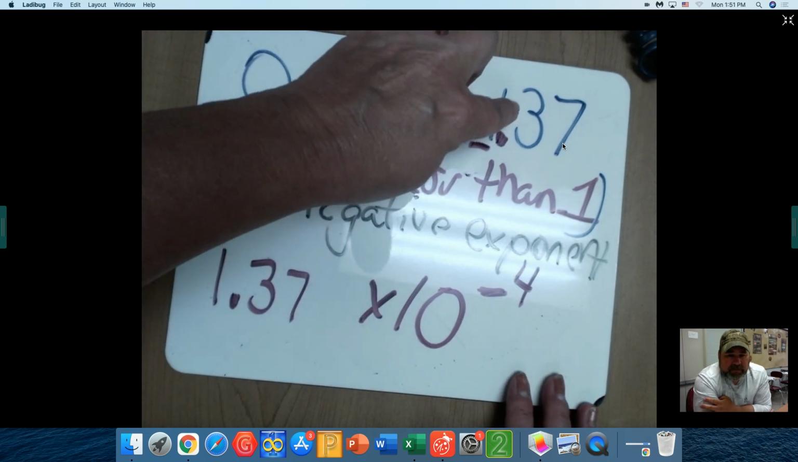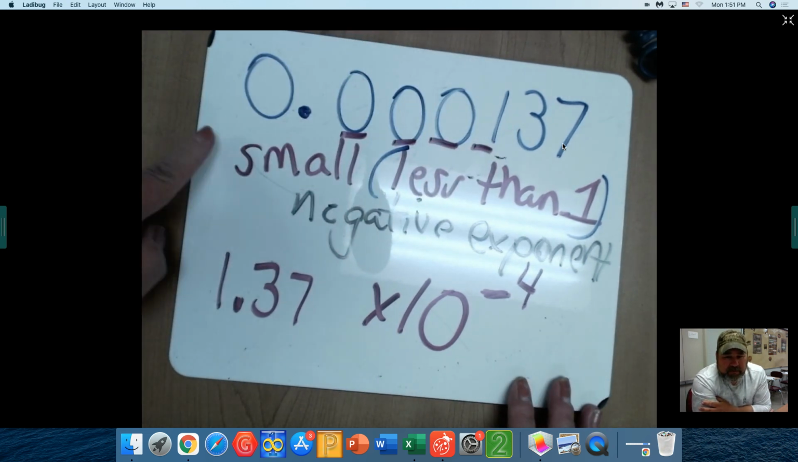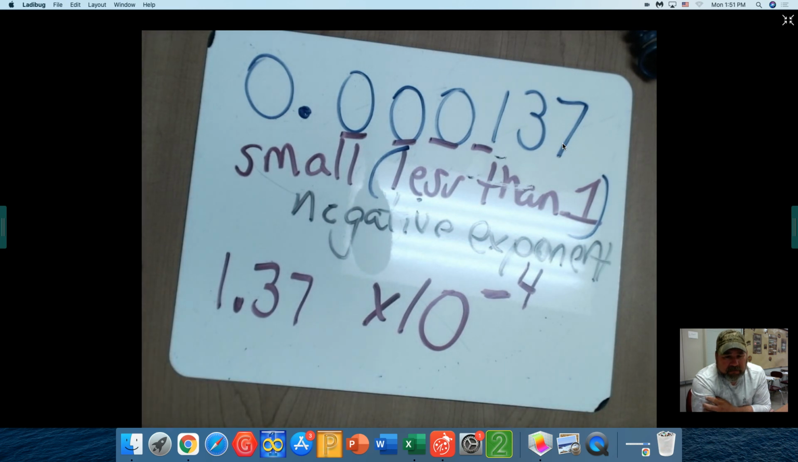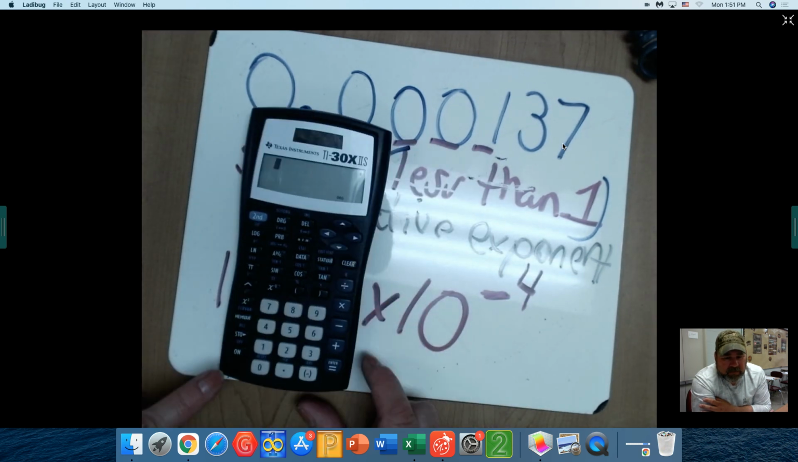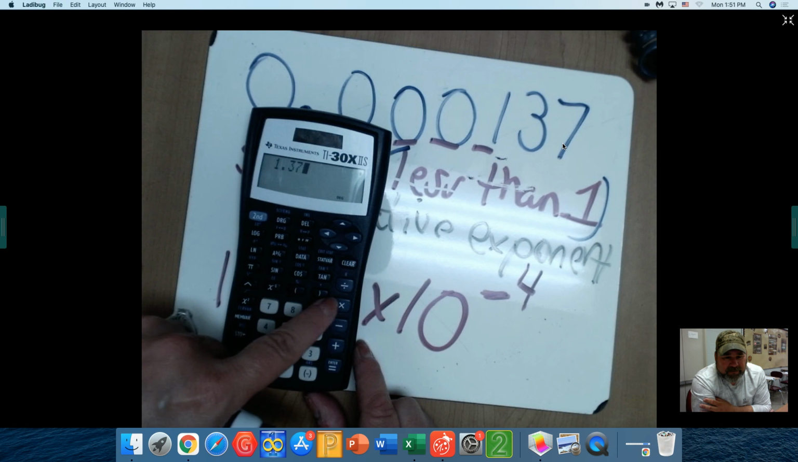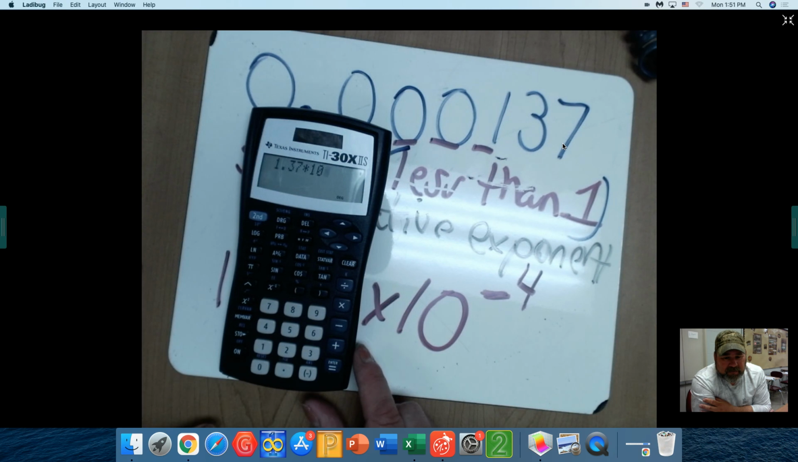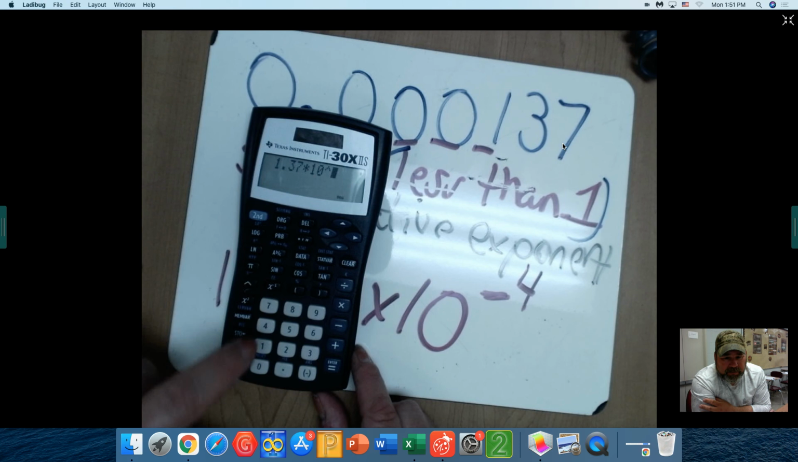Now, that means if this was my original number, that's my standard number. This is its matching number. Now, that means if I were to take a calculator and I put in 1.37 times 10, to raise something to an exponent, I can use that little caret.